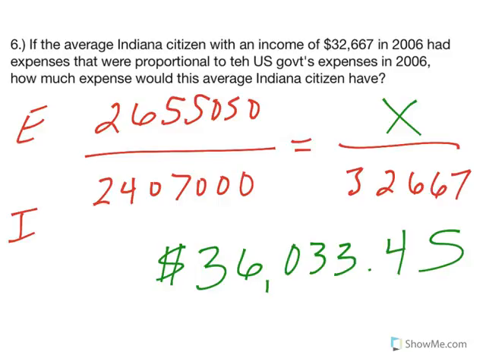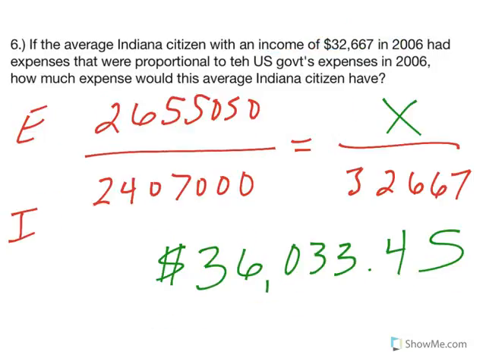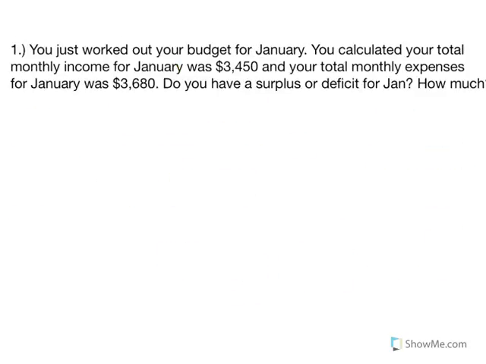I mean, it's still not great, but it's less than $4,000 more than what you take in. And when you compare it to that last problem that we had, where it was almost $20,000 difference, now we have less than a $4,000 difference. So you can see in 2006 we were a lot closer than what we were in 2010 in terms of income to expense ratio.